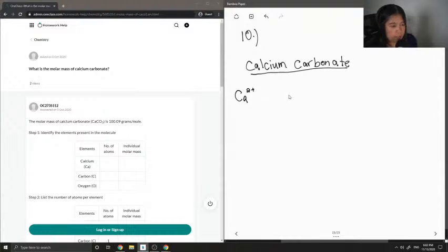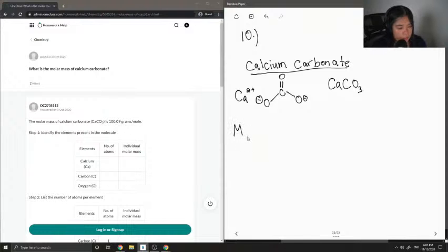And carbonate is an example of a polyatomic ion, and I will draw out its structure. There's a negatively charged oxygen bonded to a carbonyl, bonded to another negatively charged oxygen. So we can see that its formula would be calcium CO3. So let's find out its molar mass.